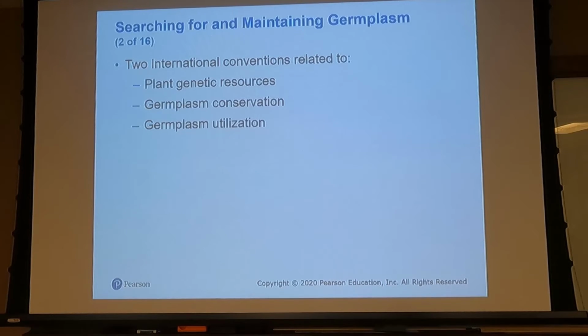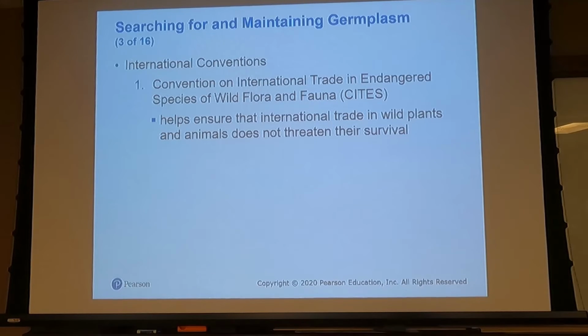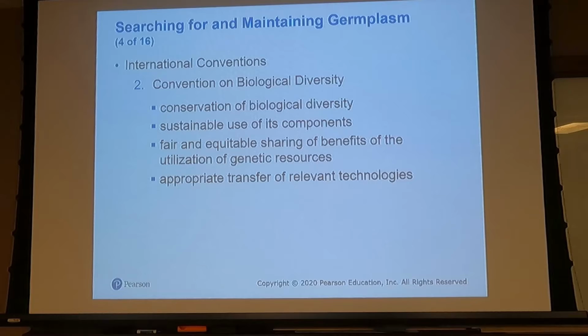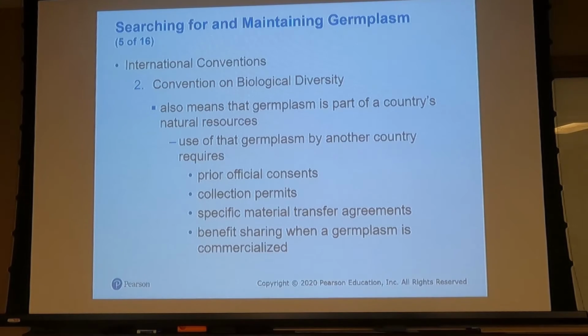So we had two international conventions that are related to this kind of thought process for plant genetics. We want to conserve and utilize our germplasm. Not that you need to know much about these, and it's not that it's going to be testable. But we have an international convention, the Convention on Biological Diversity. They consider that the germplasm is part of the natural resources of that country. You need to have official consent.